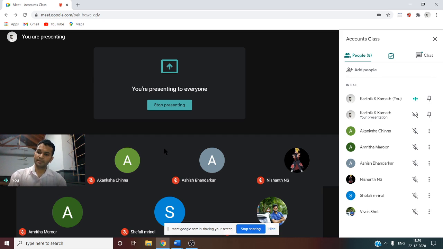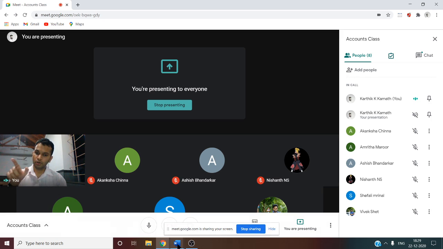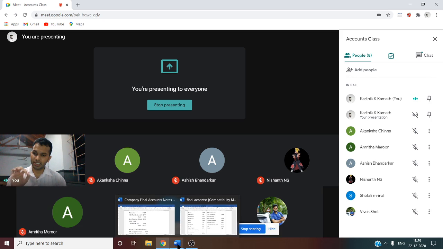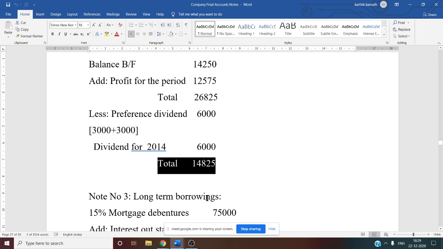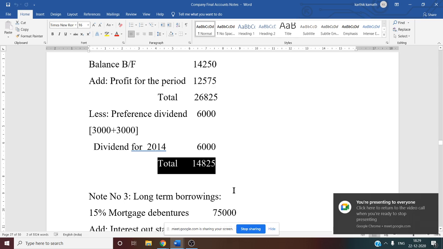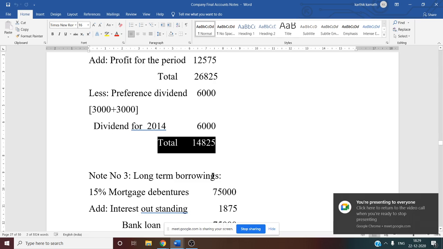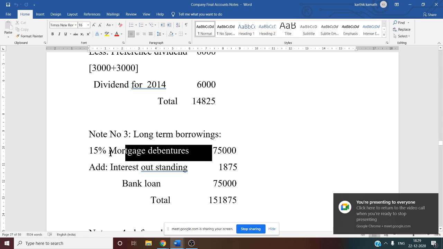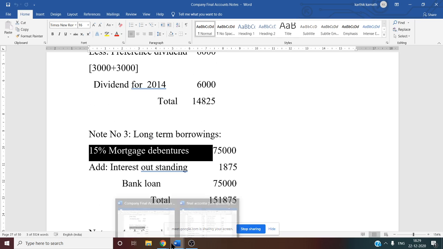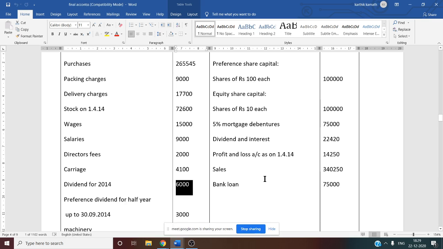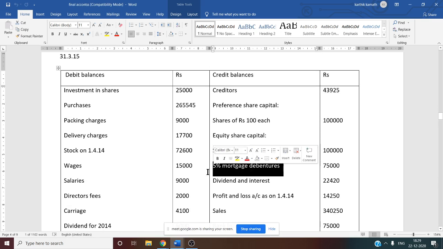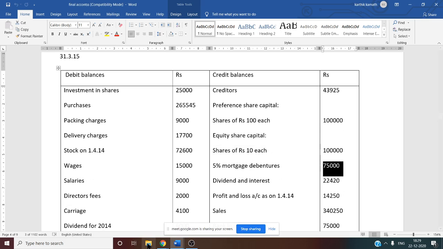Then one more thing, bank loan. Here bank loan is given in the question. On the credit side, if you see the trial balance, there is a bank loan. That bank loan is also long-term borrowing, so that also you have to consider. So see this. Now note number 3, 15% mortgage debenture. Let us see the question where this debenture information is given. See this, credit side, 5% mortgage debenture, that is 75,000.